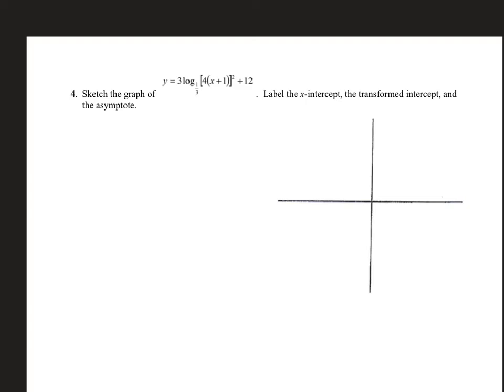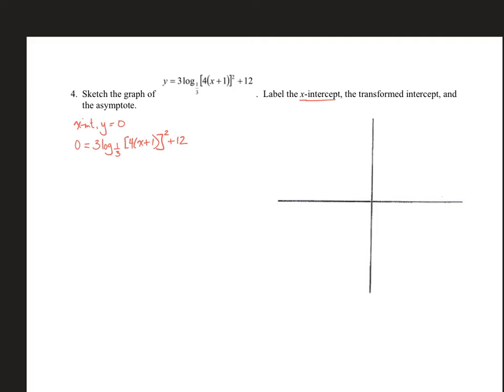So the first thing we're going to do is find our x-intercept. For me to find my x-intercept means that my y value is equal to 0. So I'm going to make the substitution of y equaling 0. And now I notice that I've built a log equation. It's time to go through and solve. So the first thing I need to do is isolate that log equation.